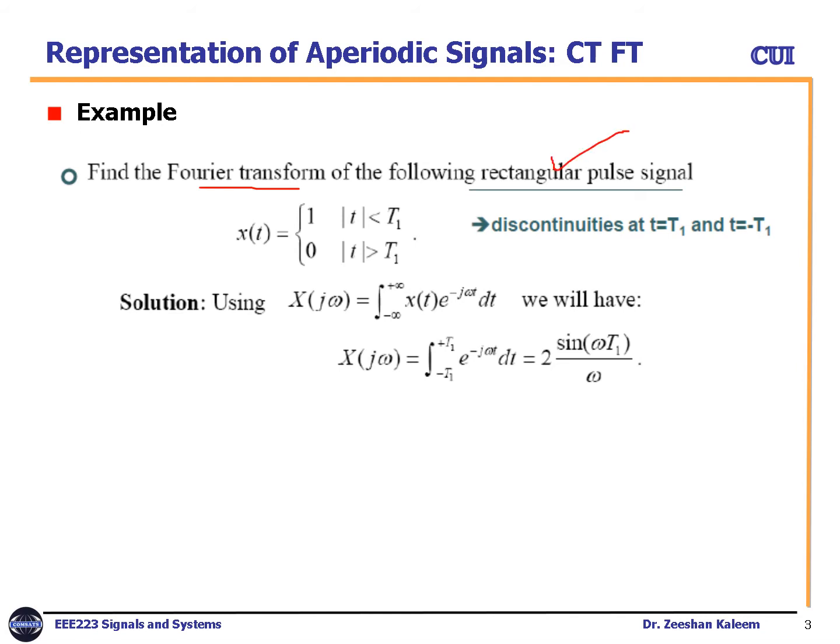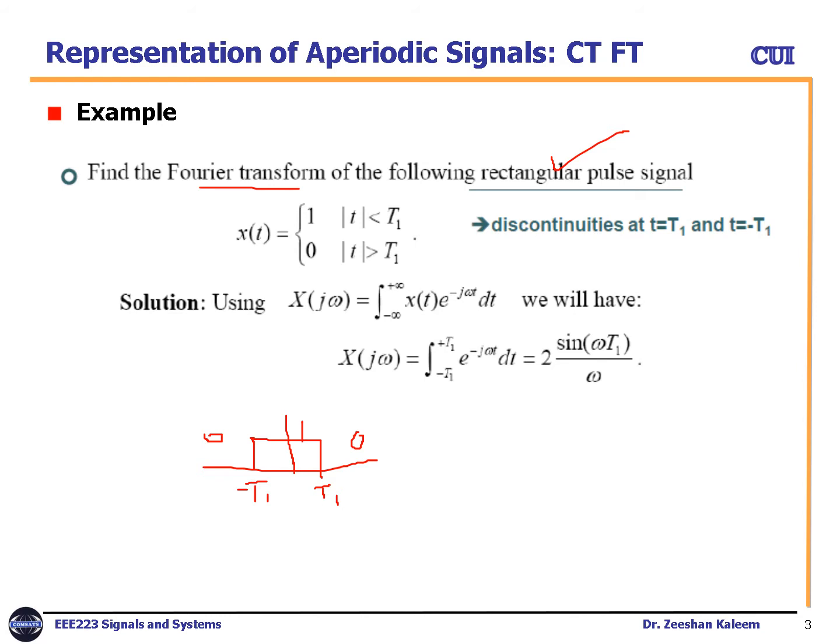What is a rectangular pulse? For example, it looks like this. It has a value equal to 1 for t less than t1 on the positive side and minus t1 on the other side, and on the other side it is 0, right? So this is a rectangular pulse.